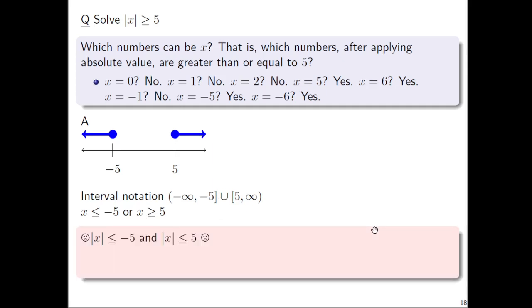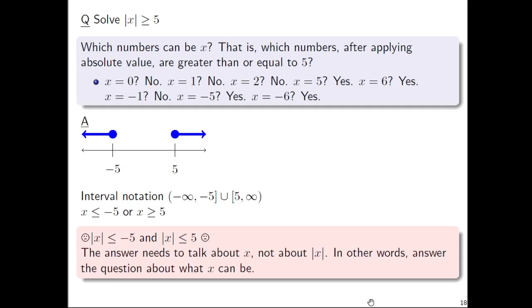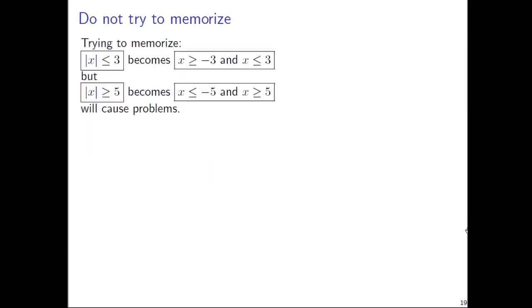A common mistake is to have a final answer that still has absolute values in it. But that hasn't processed the absolute values at all if you do anything like this, right? So the answer needs to talk about x, not about absolute value of x. So your final answer has to answer the question about what x can be. And if your final answer just is stuck with absolute values, all you've done is basically created a problem much like the one you started with. Okay.